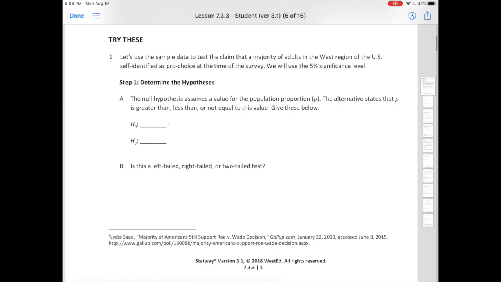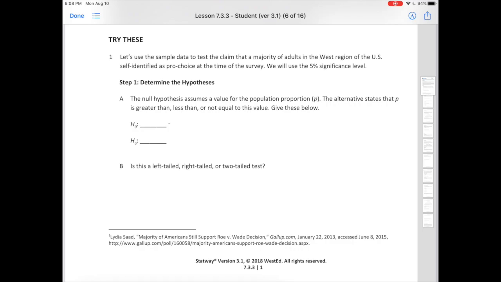Okay, so let's use the sample data to test the claim that a majority of adults in the West region of the U.S. self-identified as pro-choice at the time of the survey. We will use the 5% significance level. Step 1, determine the hypothesis. The null hypothesis assumes a value for the population proportion, P. And the alternative states that P is greater than, less than, or not equal to this value. Give these below.